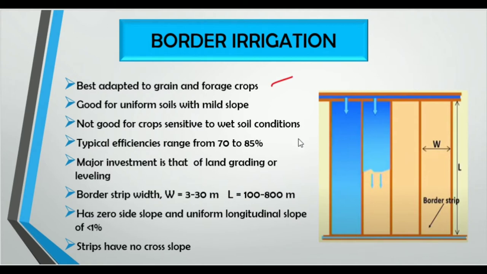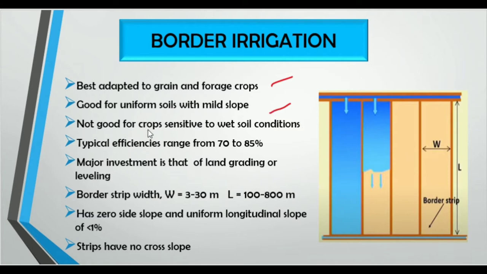Border irrigation is best adapted to grain and forage crops, because we all know that grain and forage crops are suitable for flooding. They are tolerable in wet soil conditions, so they are good for this kind of surface irrigation, and good for uniform soils with mild slope, because we want the irrigation water to be uniform all throughout the border strip. So we only need zero to mild slope in the field.